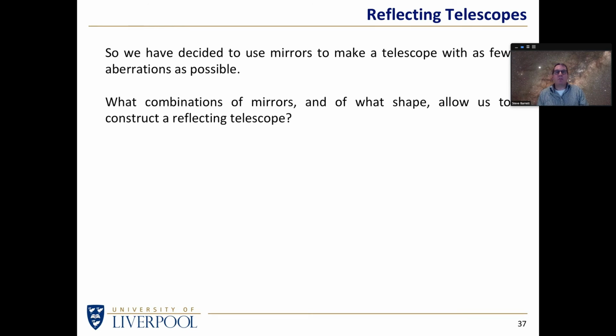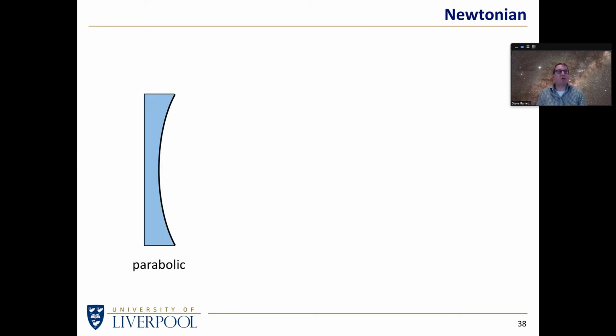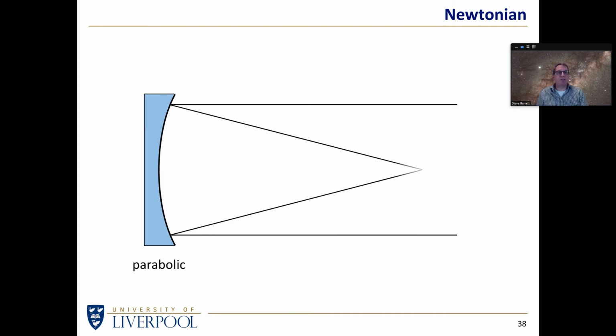So if we're going to use mirrors rather than lenses to get around the whole business of aberrations, then what combination of mirrors can we use, and what shape would we have the mirrors to allow us to construct a reflecting telescope? Let's have a look at a few possibilities. If we start with a parabolic mirror, then we're going to be focusing light from infinity very nicely to a focus. But if we wanted to place an eyepiece there, our head would of course block the incoming light. So we need to find a way of placing an eyepiece somewhere where we're not going to block the light.